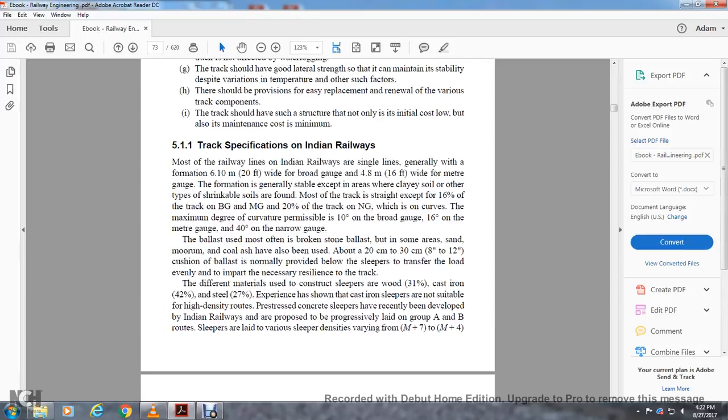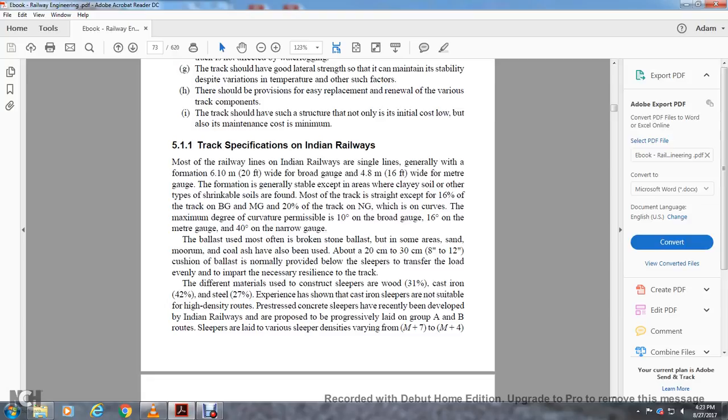Most of the track is straight except for 16% of broad gauge and meter gauge and 20% of narrow gauge track, which is on curve. The maximum degree of curvature permissible is 10 degrees on the broad gauge, 16 degrees on the meter gauge, and 40 degrees on the narrow gauge. The ballast used is most often broken stone ballast, but in some areas coal ash has been used. About 20 to 30 centimeters, or 8 to 12 inches, of cushion ballast is normally provided below the sleeper to transfer the load evenly and impart the necessary resilience to the track.